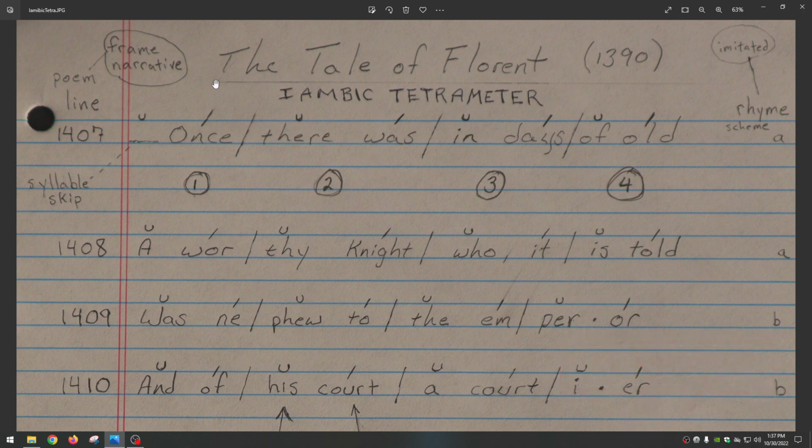What you'll notice on the left is the poem line, and you'll see that it doesn't start on a 1, it starts on 1407. That's to indicate that it's been extracted from a larger work. So that means it's a framed narrative. It's a story within a story. And on the right, we have a rhyme scheme, but as has been stated, the rhyme scheme was imitated by the person who transposed it into a newer form of English for modern readers.